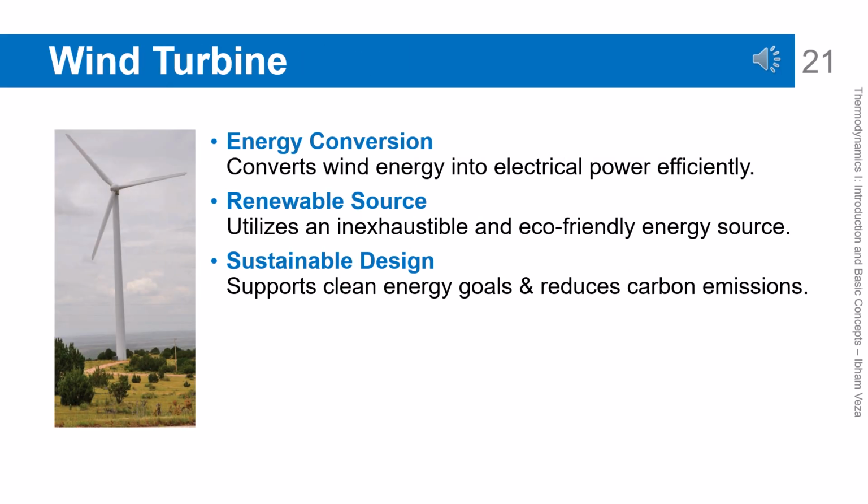Wind turbine. A wind turbine converts the kinetic energy of wind into electrical energy. This system uses a renewable and inexhaustible energy source. The use of wind turbines supports the goal of reducing carbon emissions. This example shows the application of energy conversion principles on a large scale. This technology is an important part of sustainable energy systems.